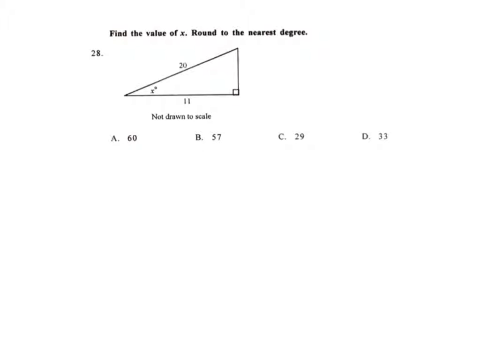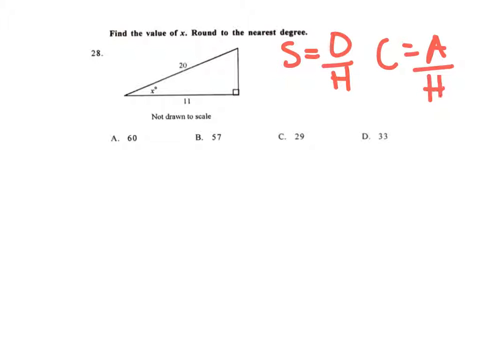28, we need to find the value of X. This one, we're back to our SOHCAHTOA stuff. They don't have it set up for us, so we need to use sine is opposite over hypotenuse, cosine is adjacent over hypotenuse, and tangent is opposite over adjacent. We're going to use one of those. We're going to start by looking at our angle, and what's across from it is the blank one. So that would be our O. The one next to it's adjacent, and the one across from my right angle is my hypotenuse.